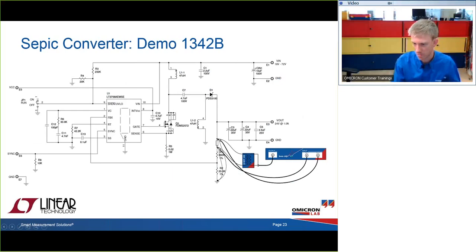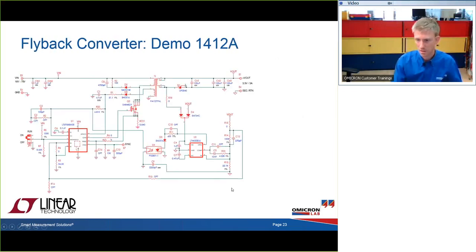Again, channel 1 here on the feedback side, channel 2 on the output side, and the BVD connected to an added resistor. A flyback converter demo board, again from Linear Technology, and this one already has a resistor in place to measure the loop. That's very nice. Thank you very much for that.